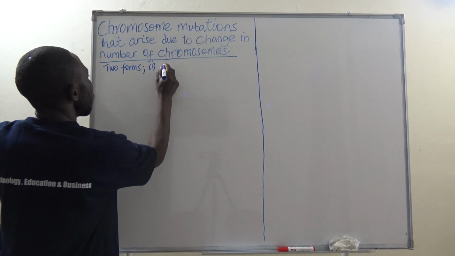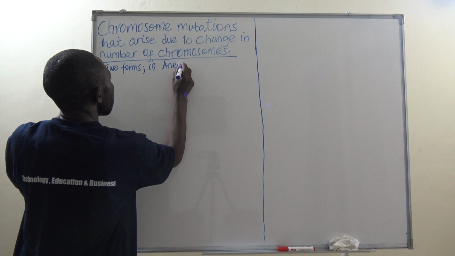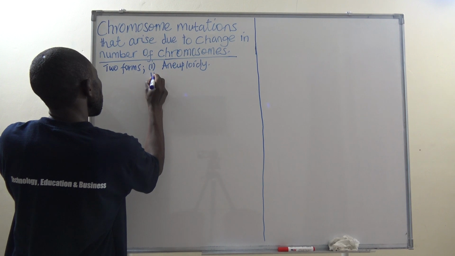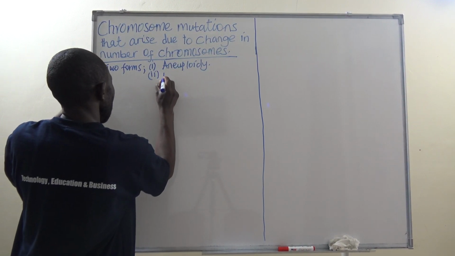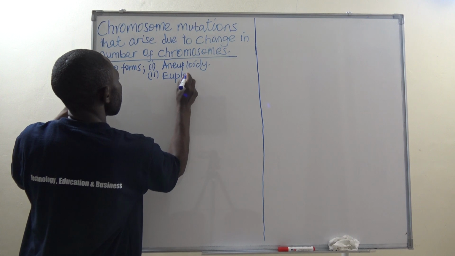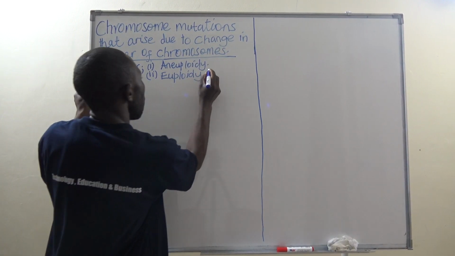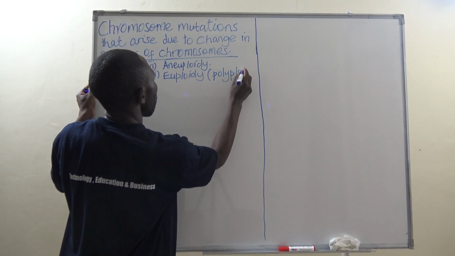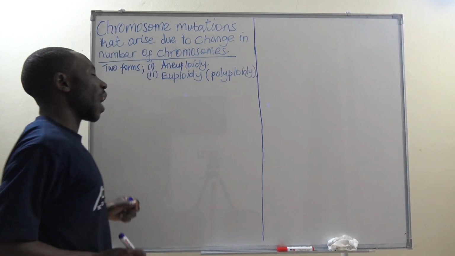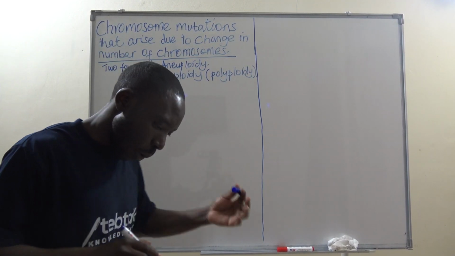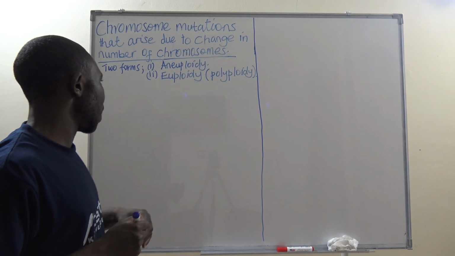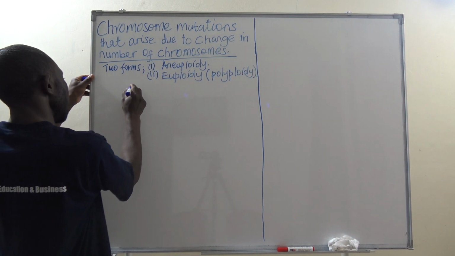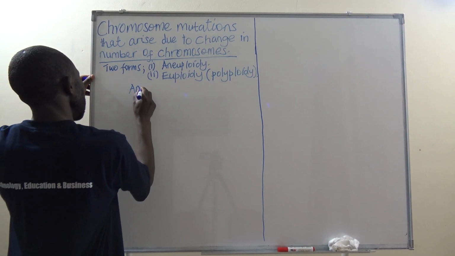One is called aneuploidy. Two is called euploidy, also called polyploidy. Those are the two major forms of chromosome mutation that arise due to change in number. Now, let us discuss what we call aneuploidy.